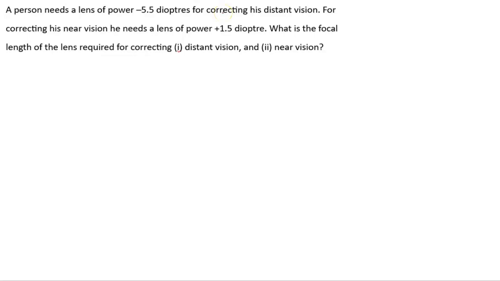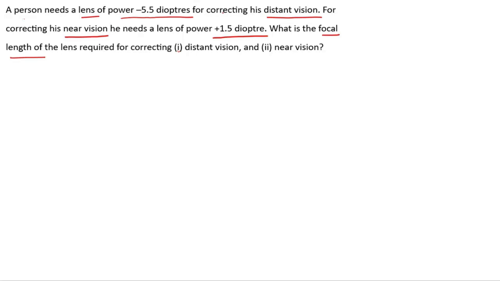Everyone, let's understand this question. A person needs a lens of power minus 5.5 diopters for correcting his distant vision. For correcting his near vision, he needs a lens of power plus 1.5 diopter. What is the focal length of the lens required for correcting?